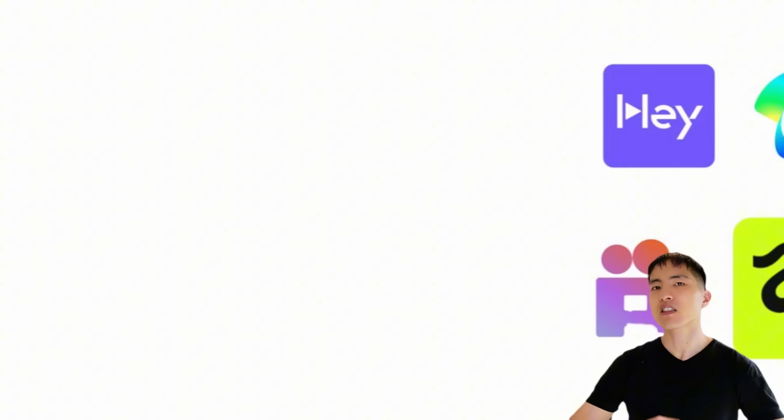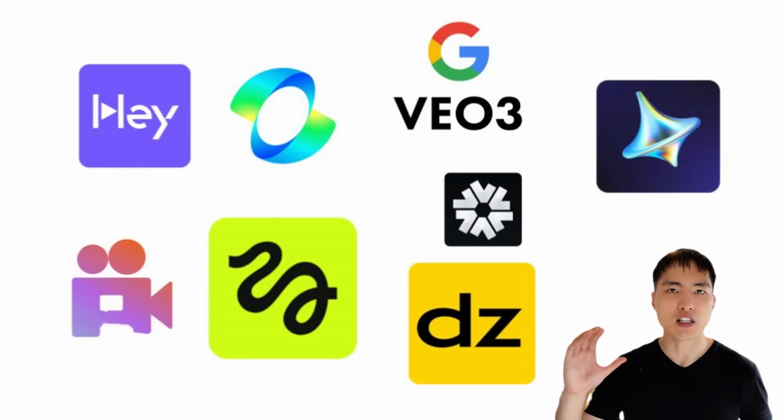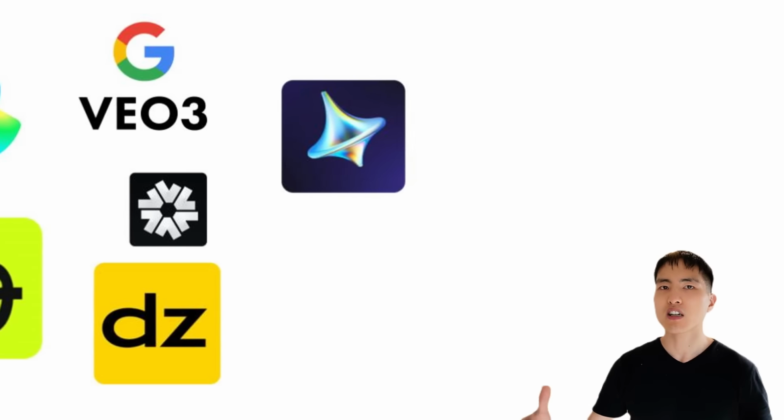AI lip sync tools are super important, whether you're an AI filmmaker trying to tell a story or if you need an AI avatar for your projects. But there's so many different AI lip sync tools out there nowadays. How do you tell which one is actually the best for your own specific needs?